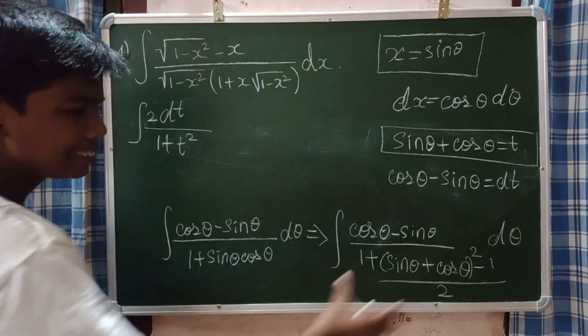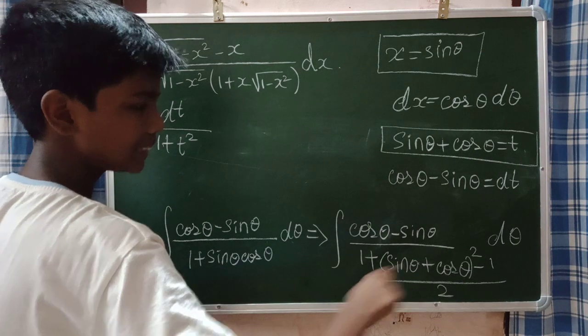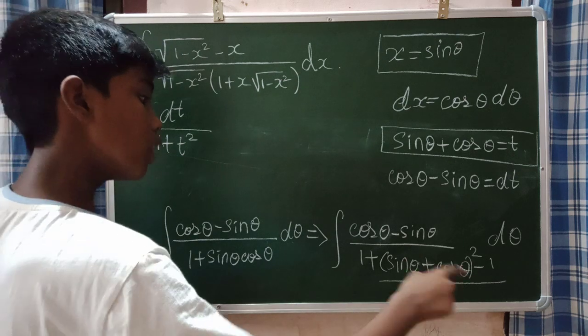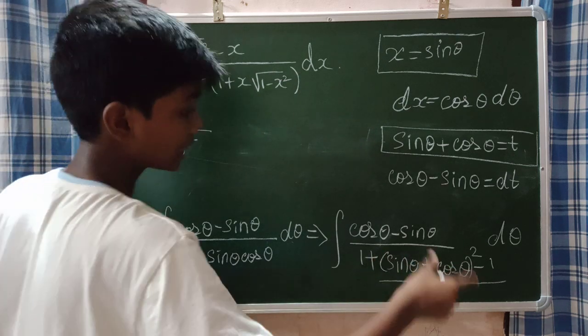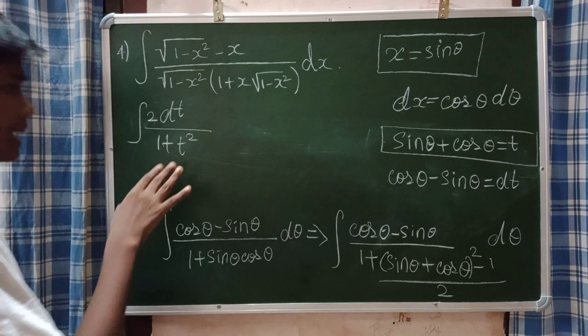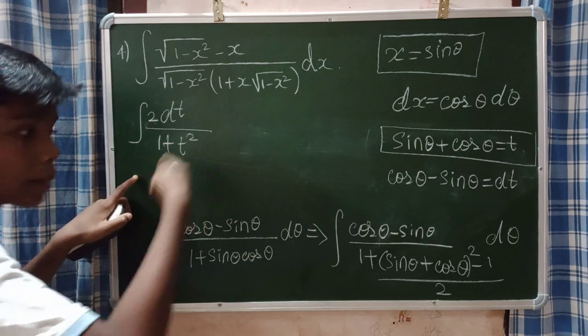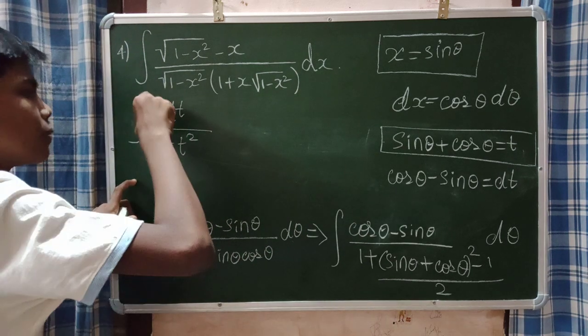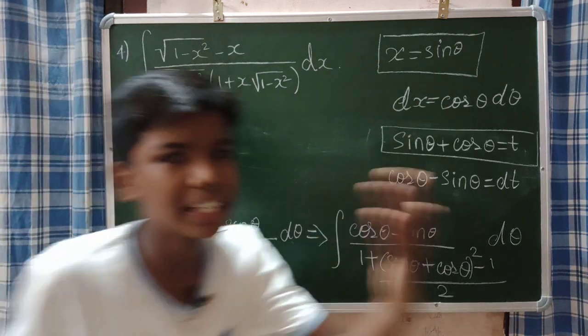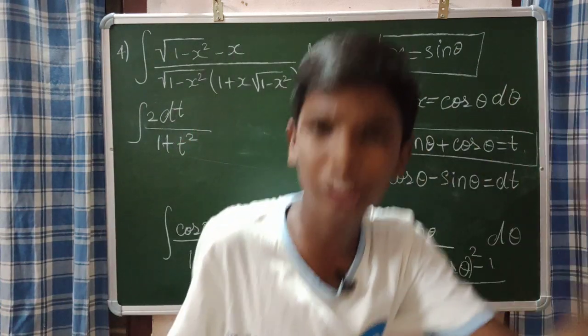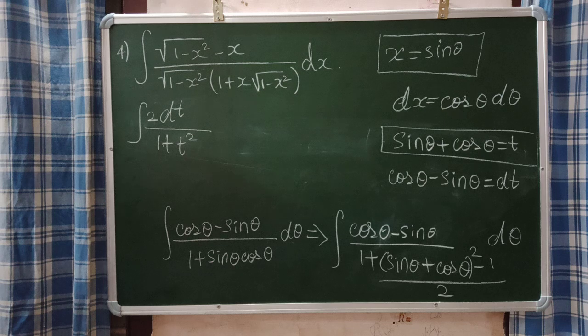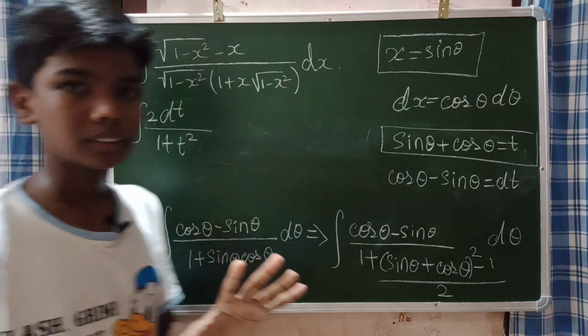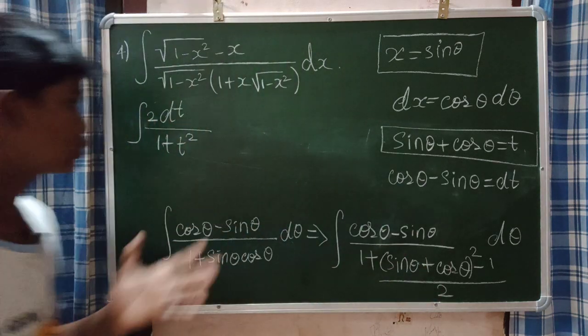What I am doing is, just guys, (sin theta plus cos theta) whole square is t square. So 1 plus (t square minus 1) divided by 2 gives 1 plus t square by 2. I am taking 2 to the numerator. We can take it like that, because when you divide also you take it to the numerator. That's what I am doing. So the integration of 2 dt divided by 1 plus t square. Now this question is very simple. Now it is a piece of cake guys. You can easily solve this question.